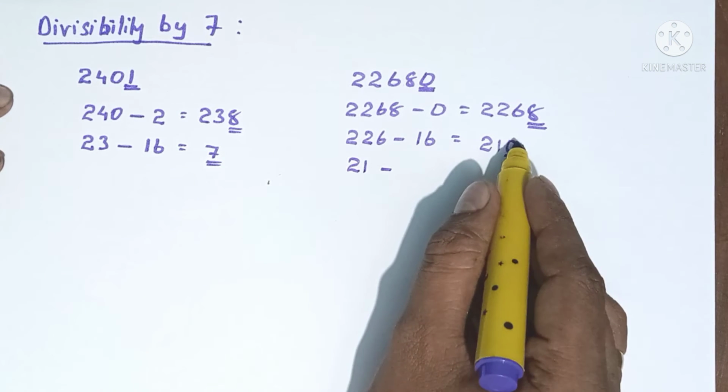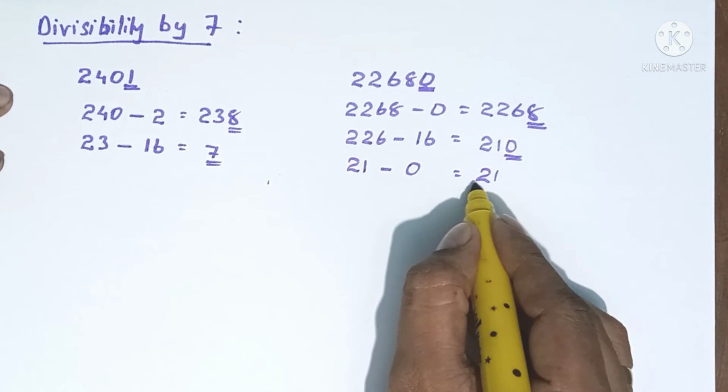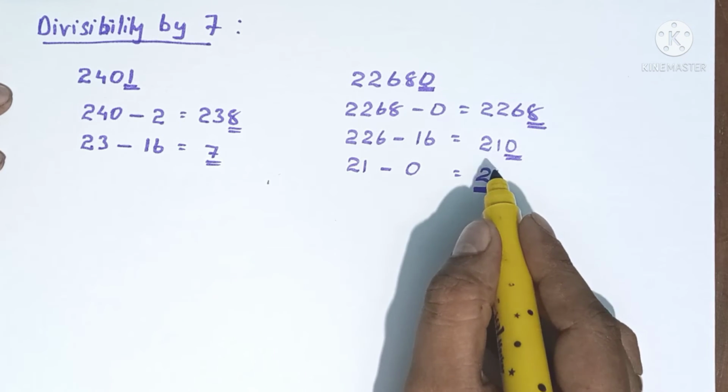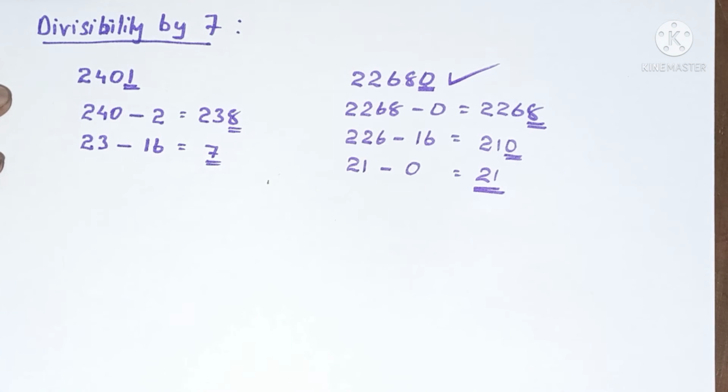Again do the same procedure. 21 minus 0 times 2, so we get 0 itself, which is equal to 21. See, 21 is divisible by 7. So that means this number is divisible by 7. This is the divisibility rule of 7.